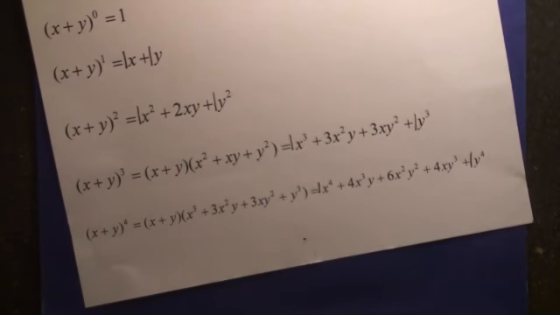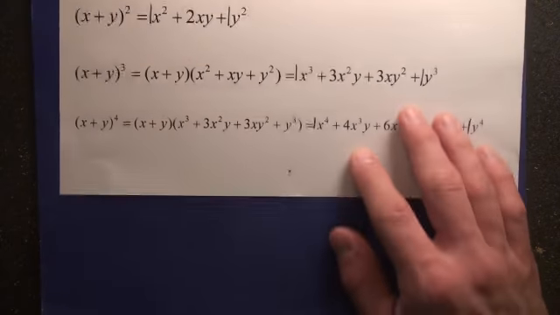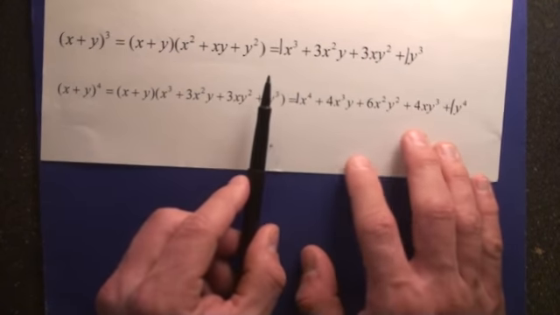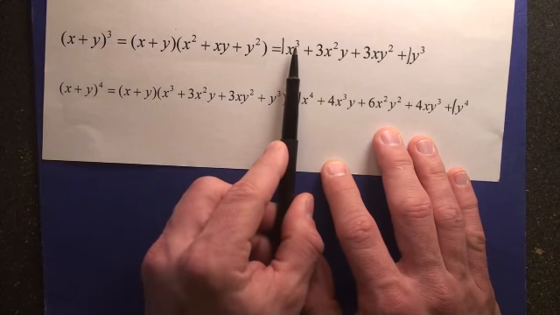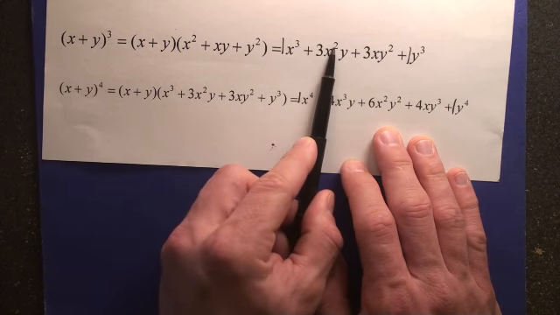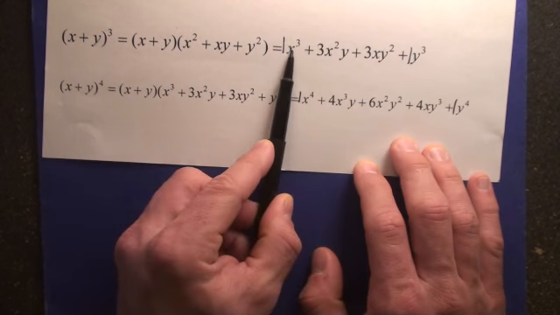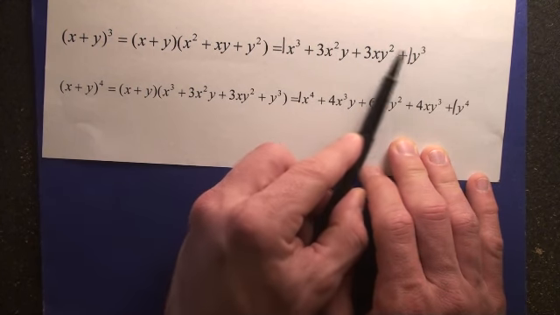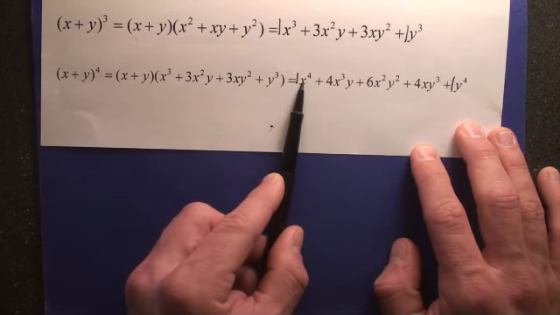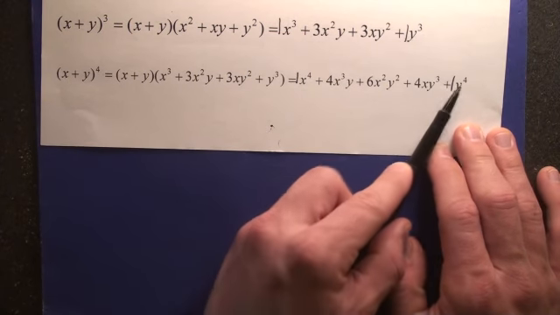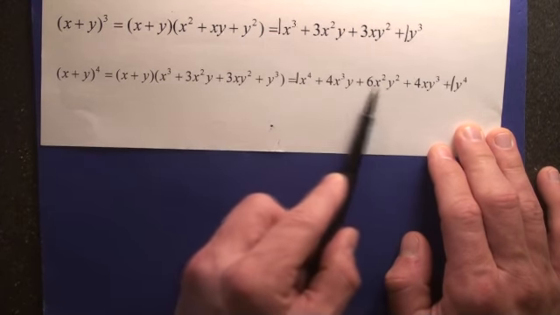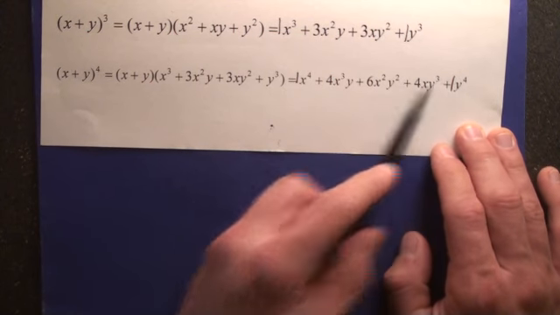Well, if you go back to the first page, you will see that pattern occurring right here. X to the 3rd, then x squared, then x, then no x. You have no y, then you have a y, then you have a y squared, then you have a y cubed. You have an x to the 4th, x cubed, x squared, x, no x. No y, y squared, y cubed, y to the 4th.